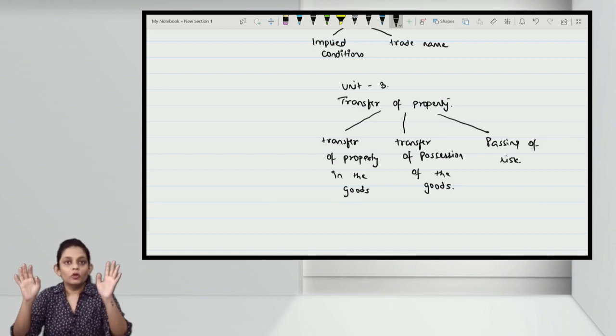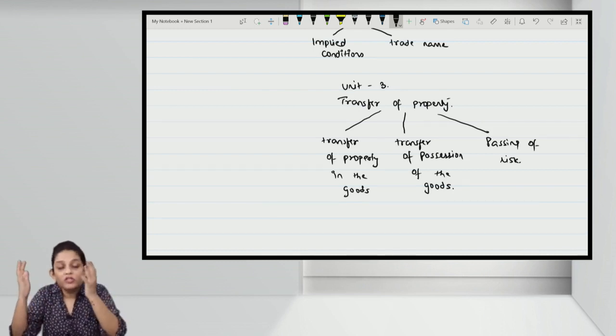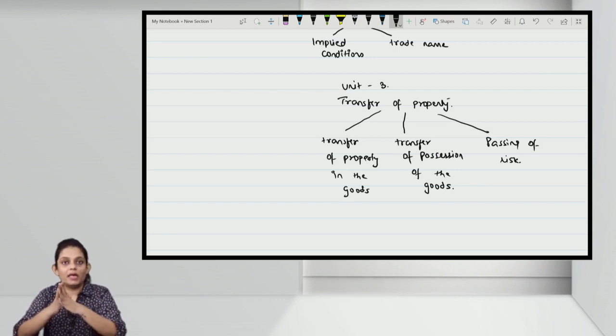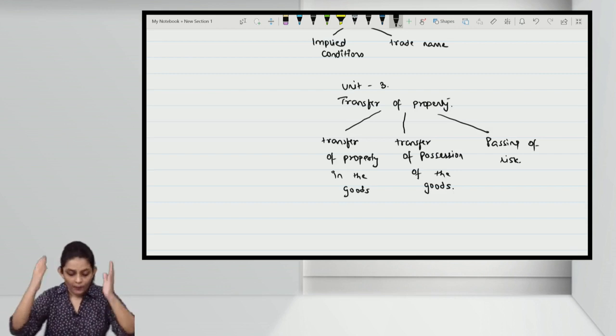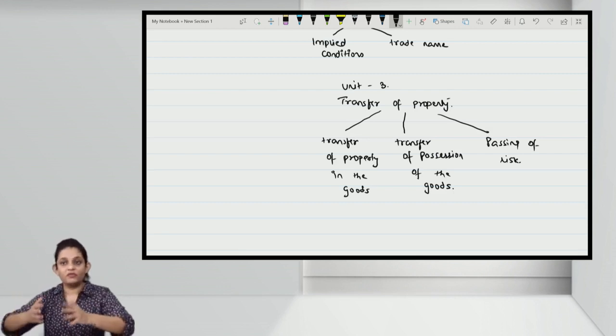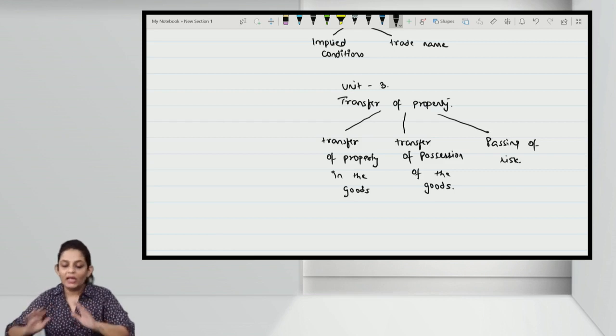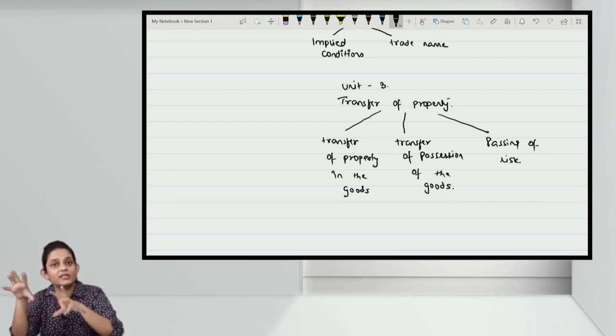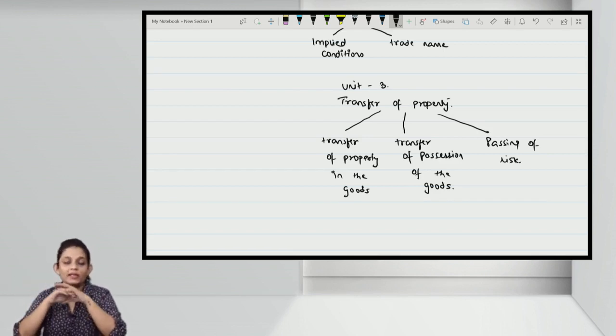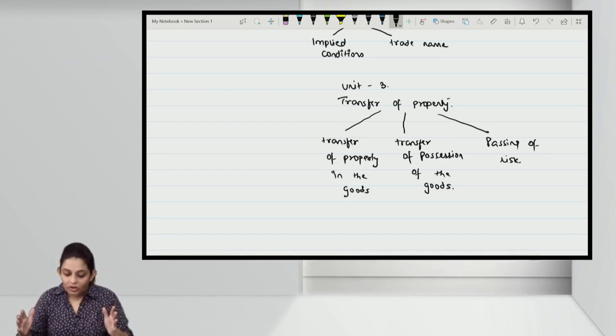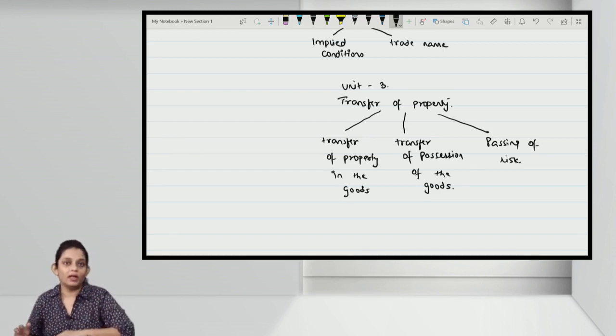So basically, when I am saying there is no specific order, what it means is any of it can happen one after the other, or all of it can happen together. Property can happen first, possession can happen first, risk can happen first, anything, depending on the terms of the contract. So because I have written it in this order, please understand this is not the sequence. There is no specific sequence as such. Depending on the contract, any one can happen before the other.